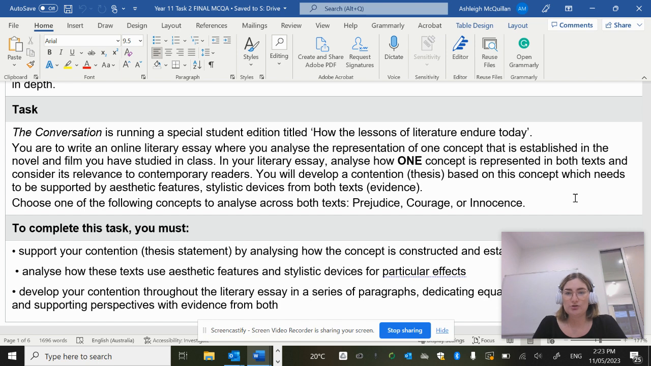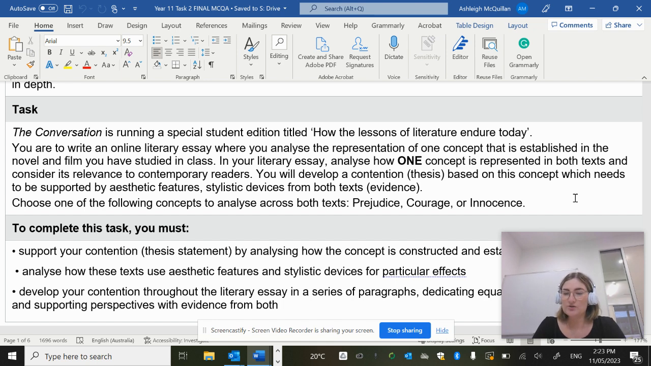What you need to do is analyze how one concept is represented across two different texts, so your novel and your film. Depending on what class you're in, you'll be doing a different film, but you've all done the same novel, which is To Kill a Mockingbird. So you need to pick a concept: prejudice, courage, or innocence.